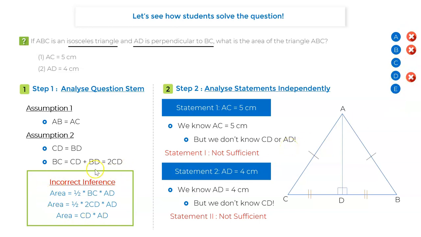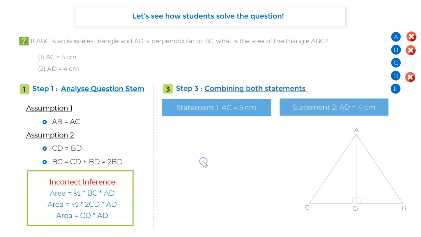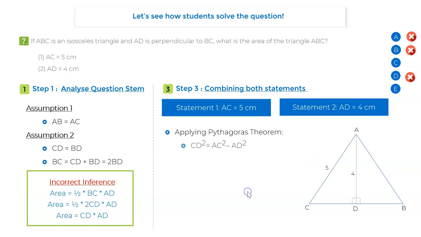But with this incorrect inference in mind, you're still solving the question. Now, when you start analyzing, combining both these statements, you know that AC is 5, AD is 4, and you'll put that in the diagram. Then you're going to apply Pythagoras theorem and find out CD. So you'll say CD square is AC square minus AD square, and after solving, you'll get CD as 3. So once you get CD, you'll be able to find out your area, and you'll end up seeing that the answer is C, which is incorrect.